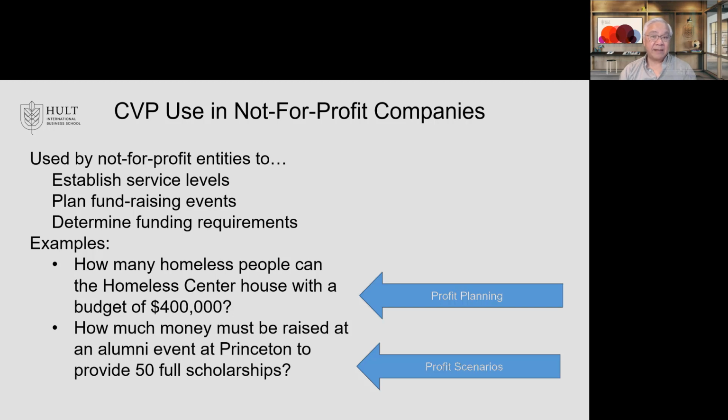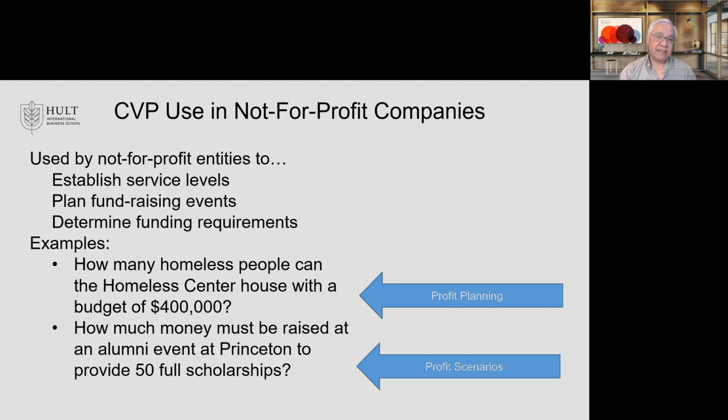Well, that's profit planning, right? If we know our variable costs for serving one homeless person, and we know our fixed costs, then we can determine how many homeless we can serve for $400,000. Next is, how much money must be raised at an alumni event for Princeton to provide 50 full scholarships?